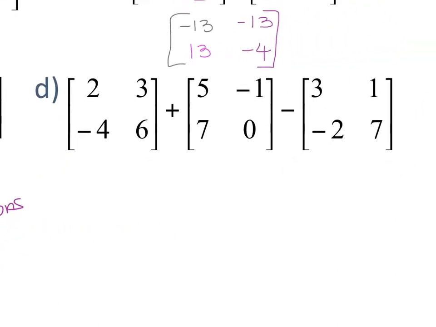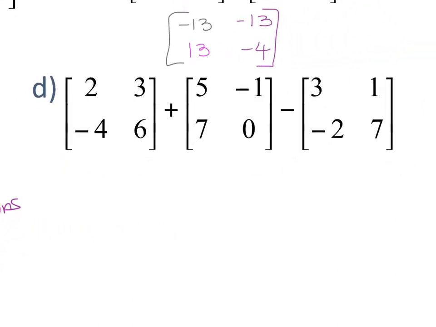D actually has multiple parts. So the first thing you would do is make sure you can do all 3 parts. They're all a 2 by 2, so you can do it. And then work 2 at a time. So the first one is addition. 2 plus 5 would be 7. 3 and negative 1 would be 2. Negative 4 and 7 would be 3. And 6 and 0 would be 6.